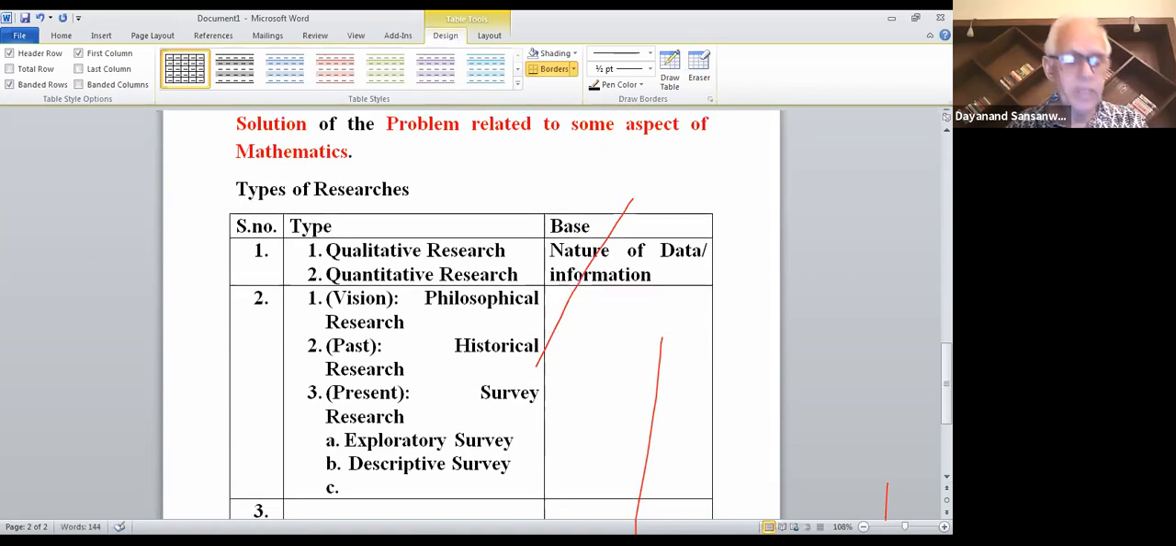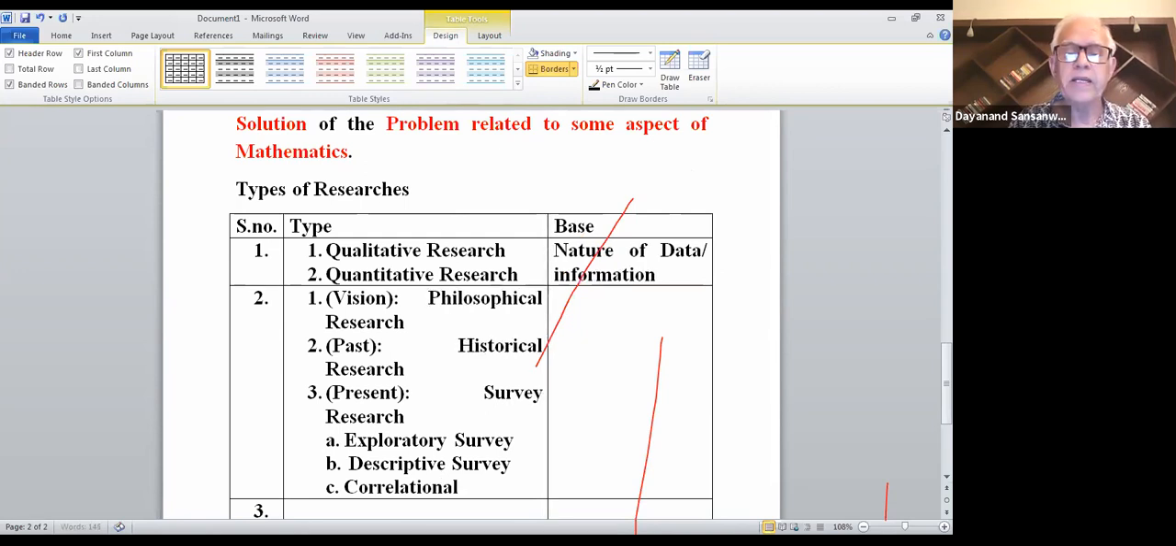And it can be a correlational survey. Now, these are the 3 types of surveys. Then the 4th one is anything which you use in the future. Whatever you use in the future is experimental.